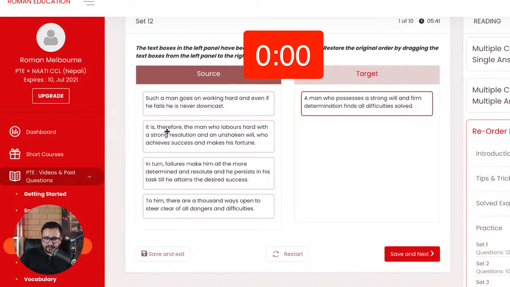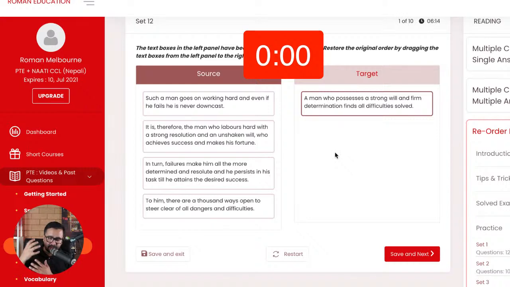And that's why here, for example, this sentence, "it is therefore the man." In this sentence, "therefore" and "the man," both of these things tell me that this cannot be the first sentence. So this is the first sentence. Now comes the question, what is the second sentence? And this is the place where you have to think about the trick I gave you in the previous question. Sentences containing similar words usually go together. "A man who possesses a strong will and firm determination finds all difficulties solved."